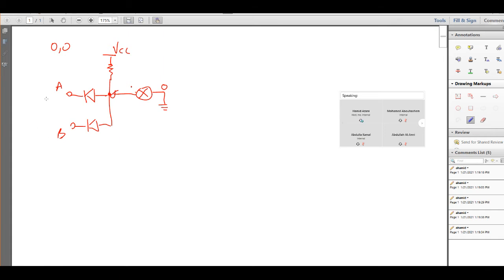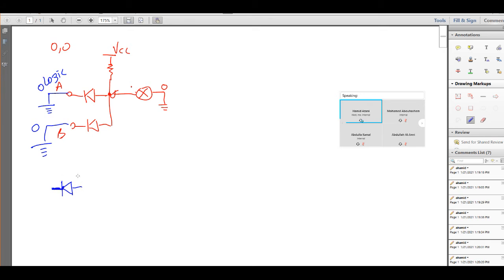So we have this one connected to ground to represent 0 logic. This one also to ground to represent the same 0 logic. So I have 0 and 0. Now any diode needs to be drawn in the same direction, just to not confuse you.